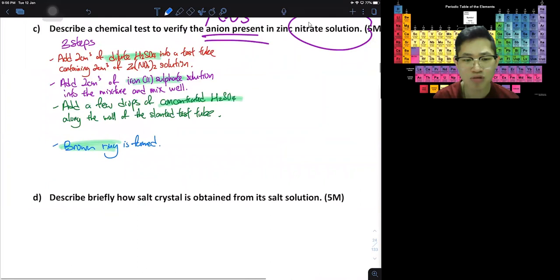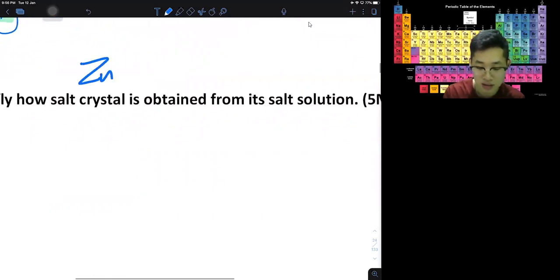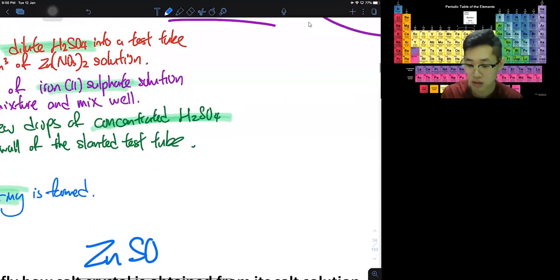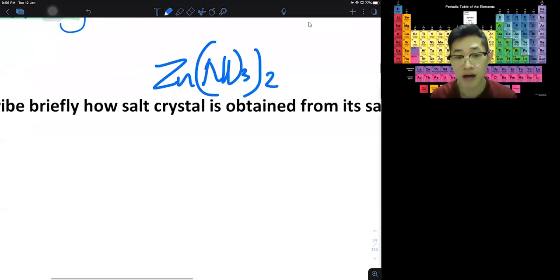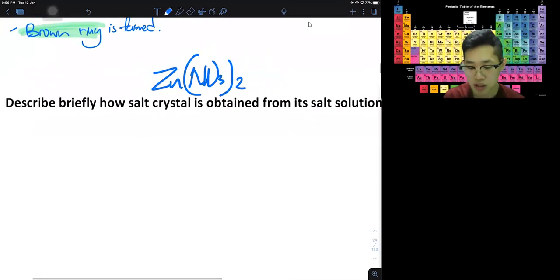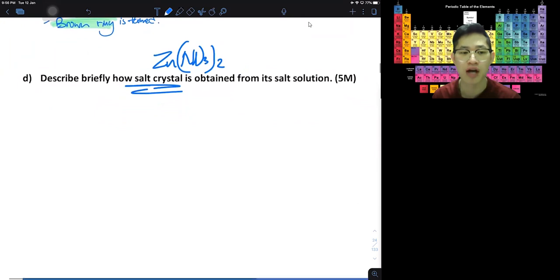Describe briefly how salt crystal is obtained from its salt solution. So this question is asking you: you have the zinc nitrate solution, and you want to make it into salt crystal, that means a dry solid. What are the steps that you have to carry out?